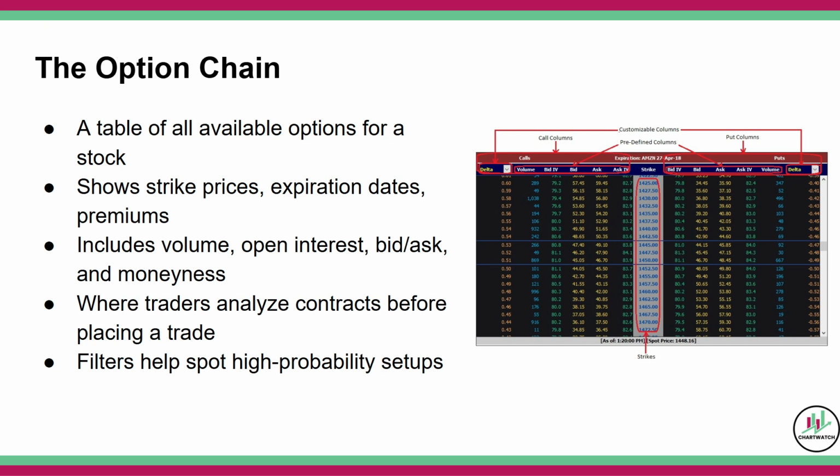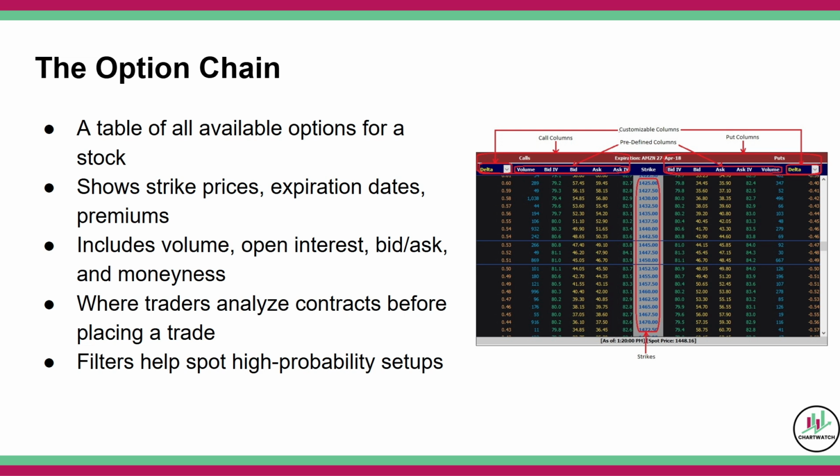On most platforms, you'll see calls on the left, as you can see right here, and puts on the right, with the strike price in the center. Each row represents one strike, and the data for each expiration is organized clearly so you can see quickly.